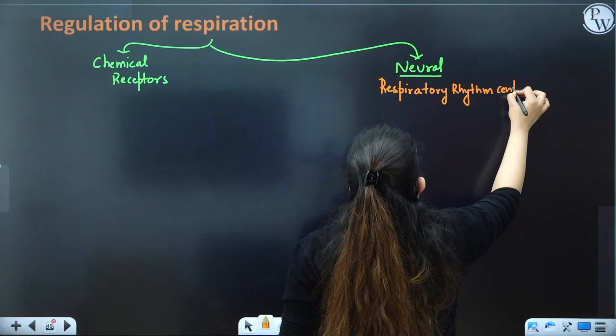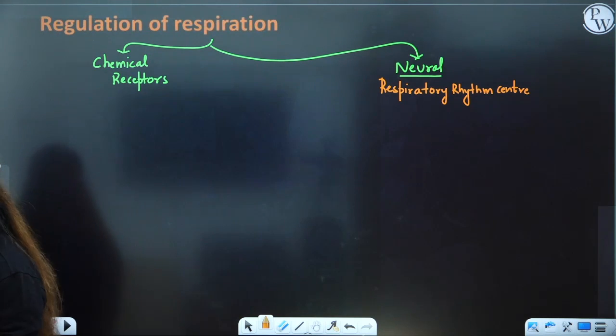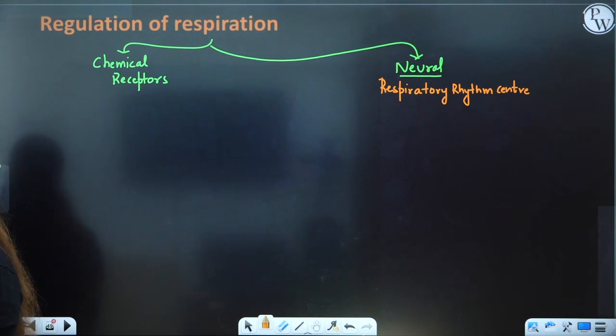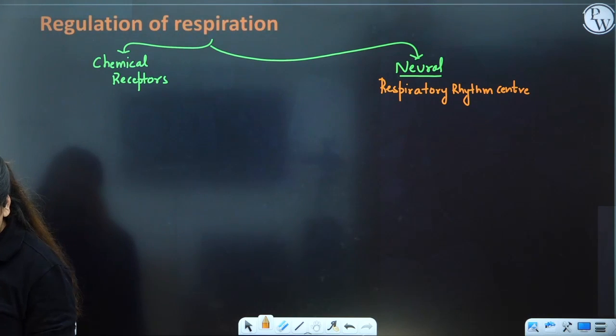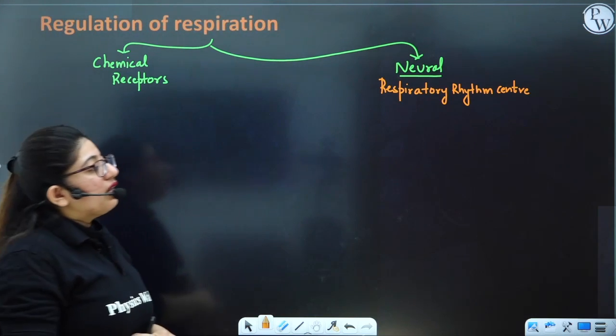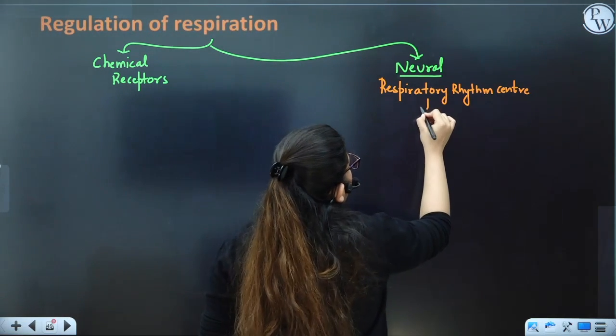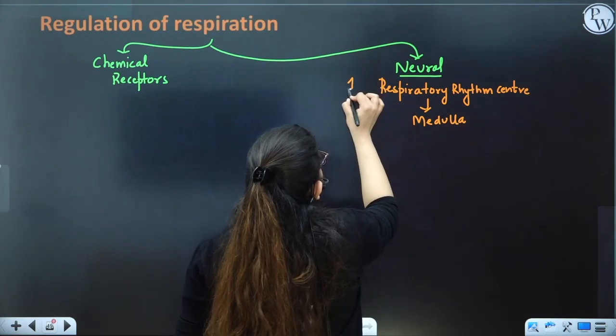We have the respiratory rhythm center, right? Like I've told you, in the brain we have a center for your vomiting. Similarly, we have centers for breathing. The respiratory rhythm center is one center, present in the medulla. This is the first center.